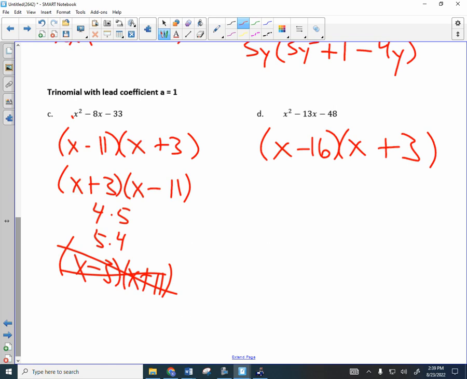I've got minus 16 and positive 3. Do you know how to tell if a number is divisible by 3? Is the number 105 divisible by 3? Why? It is. Yeah, if you add up the numbers, if you add 1, 0, and 5, you get 6, right? Is 6 divisible by 3? So this is also divisible by 3.